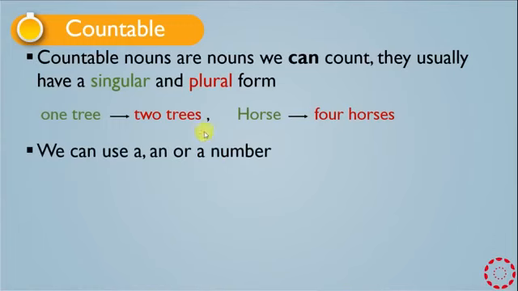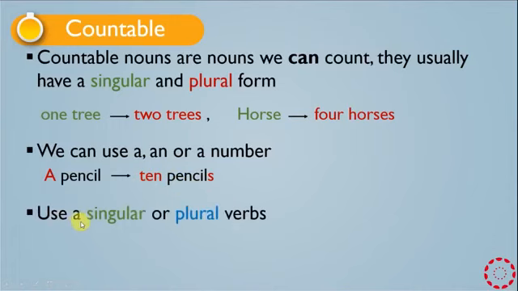And also we can use a, an, or a number with countable nouns. Look, pencil, we can say a pencil, and also we can say 10 pencils. Look, here we have 10. It means we use numbers with countable nouns. We say 10 pencils.